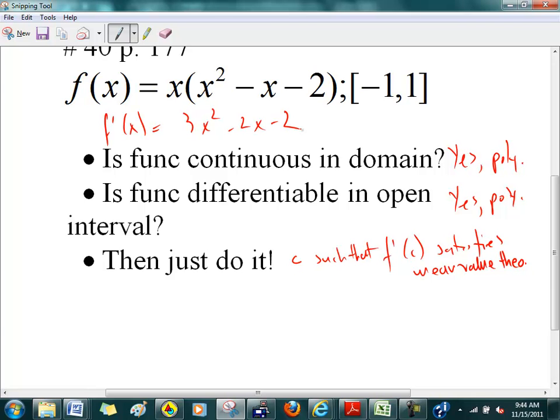Everybody get f prime of x on this thing? Is everybody all right? Then I want you to find the slope of the secant line. Remember, the slope of the secant line in this context is going to be f of b minus f of a over b minus a. What is a equal to in this one? And b is 1. So you're going to go f(1) minus f(-1) over 1 minus minus 1.